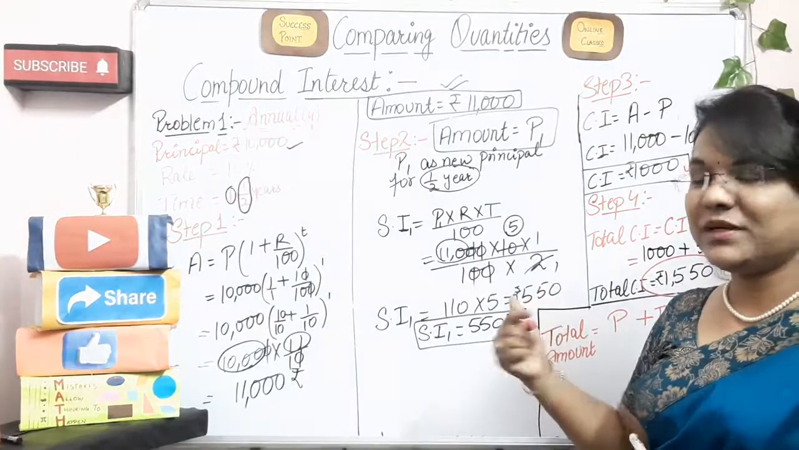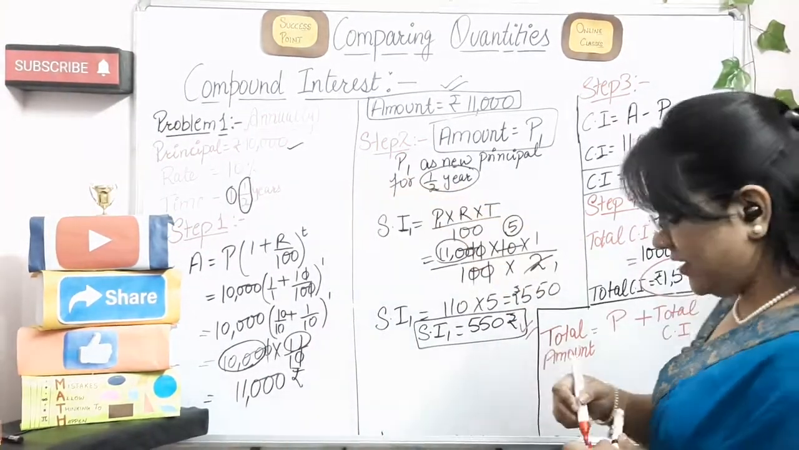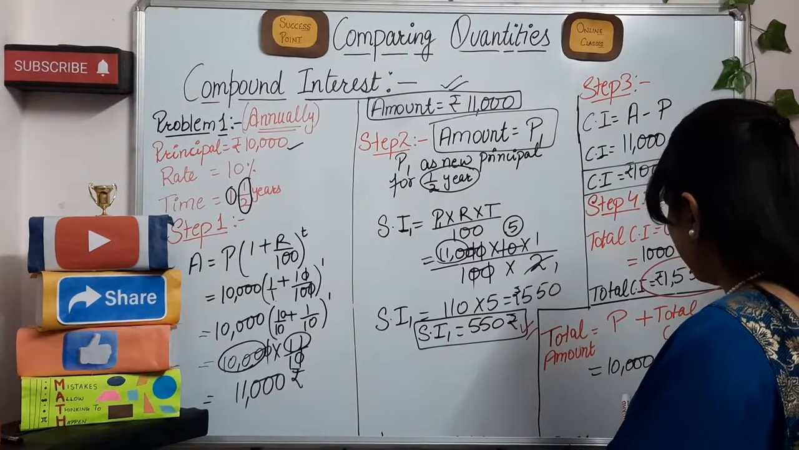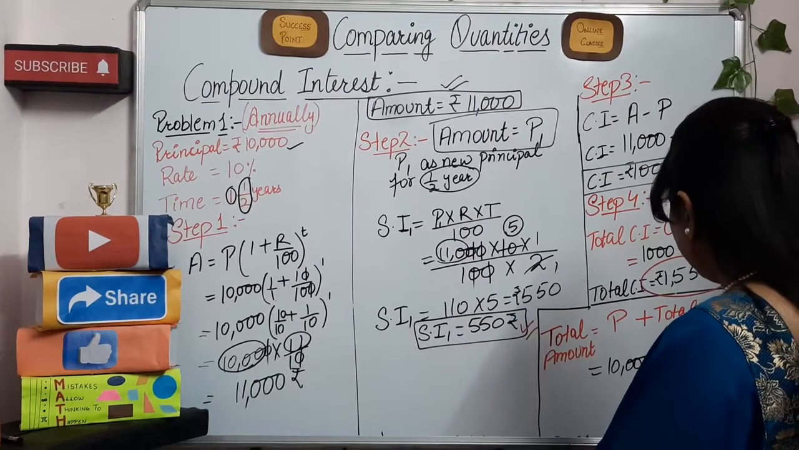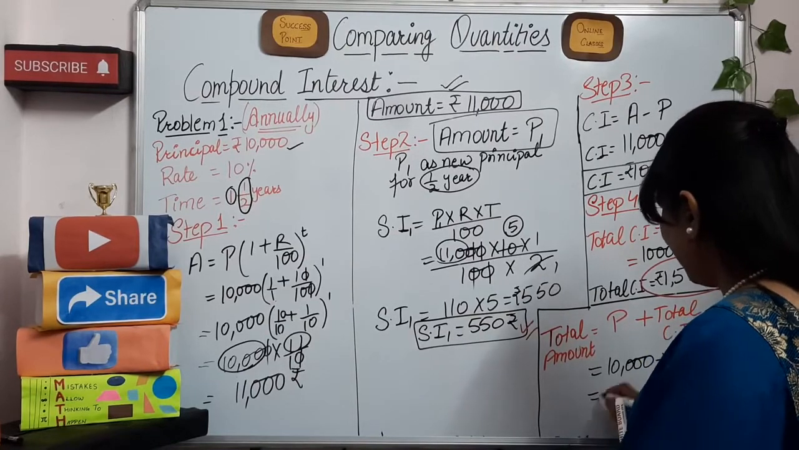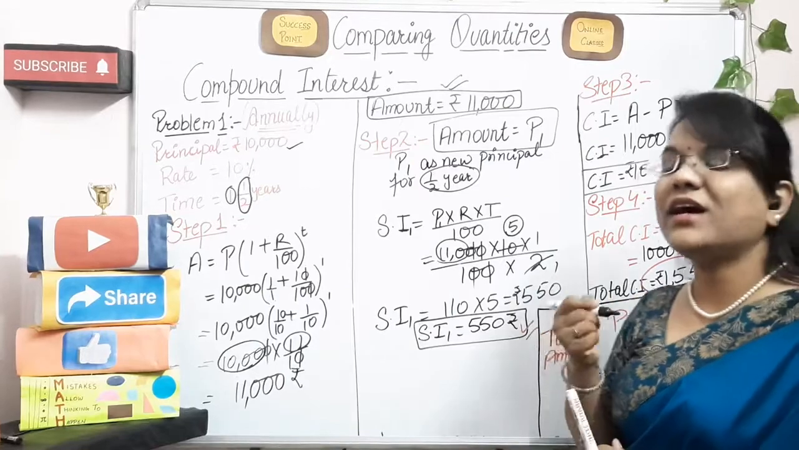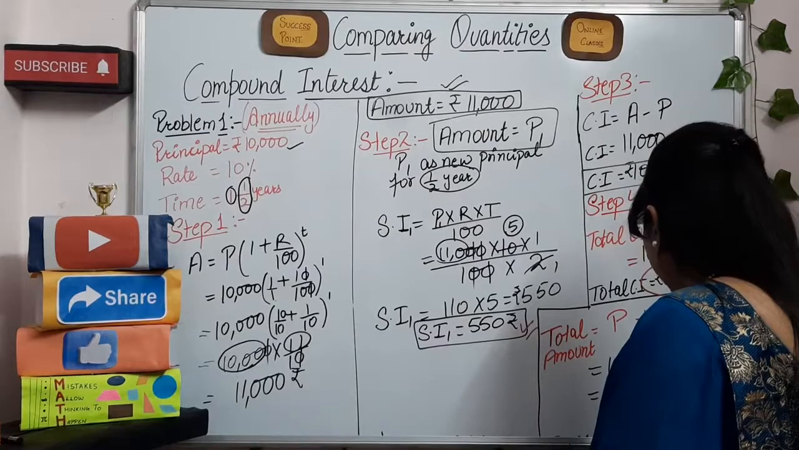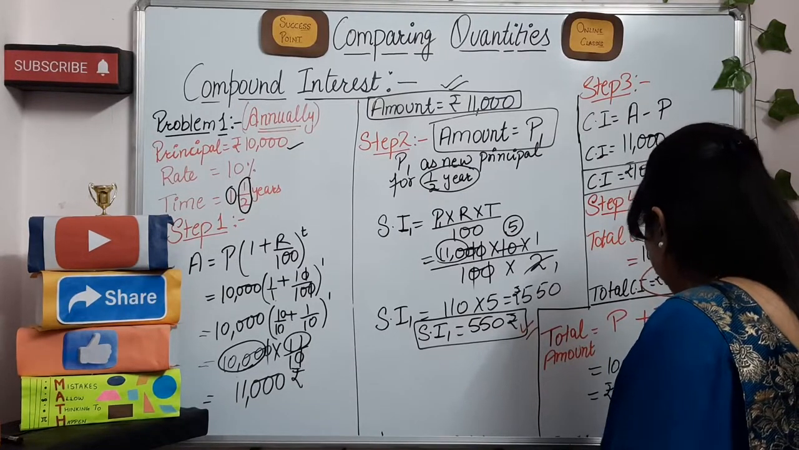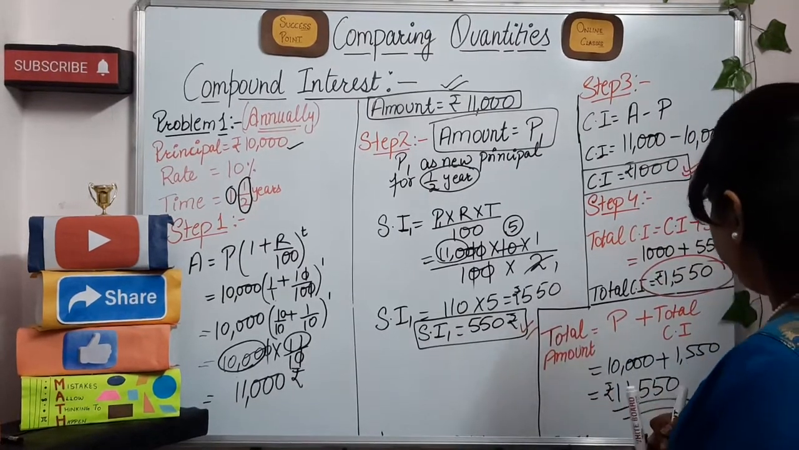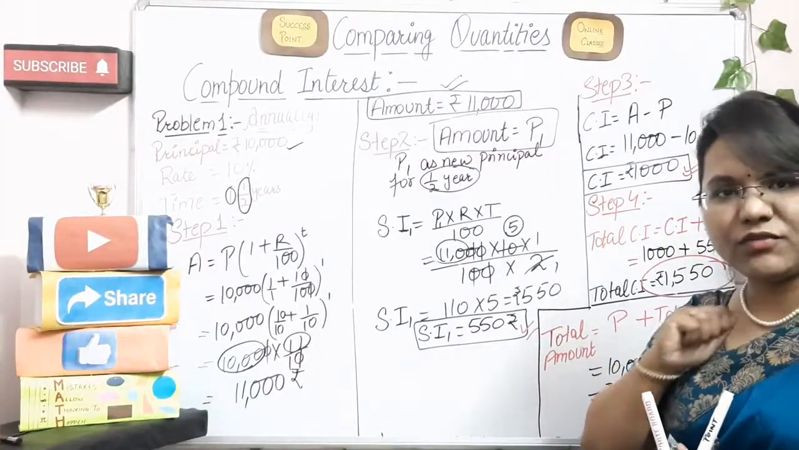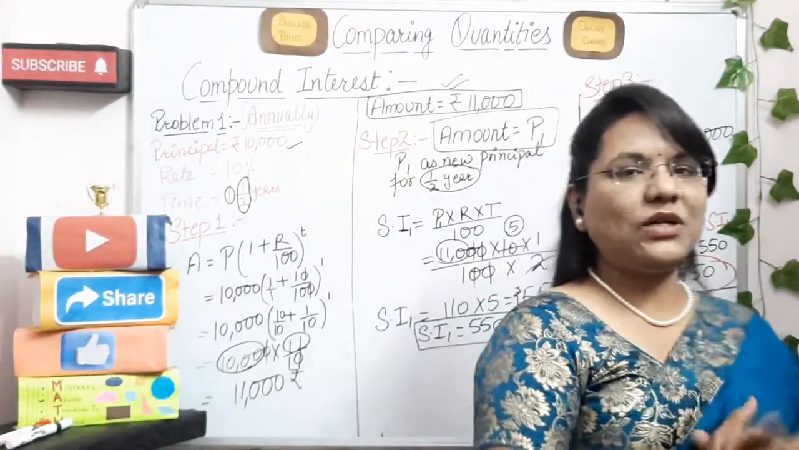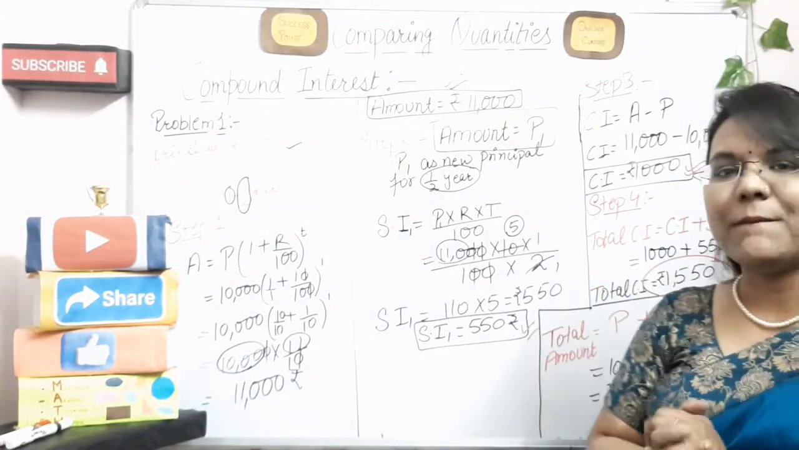So what is your principal? 10,000. Yes? So let's put it here now. That is 10,000 plus 1550 rupees. So your final amount after 1.5 years, from the bank you will get back 11,550 rupees. So guys, after 1.5 years, 11,550 rupees. This is possible if we use the concept of compound interest.